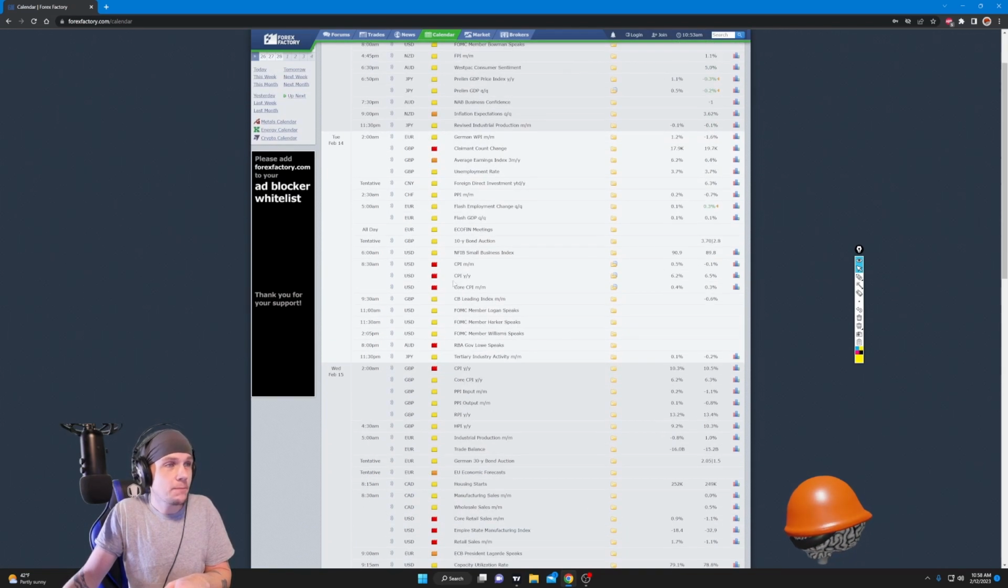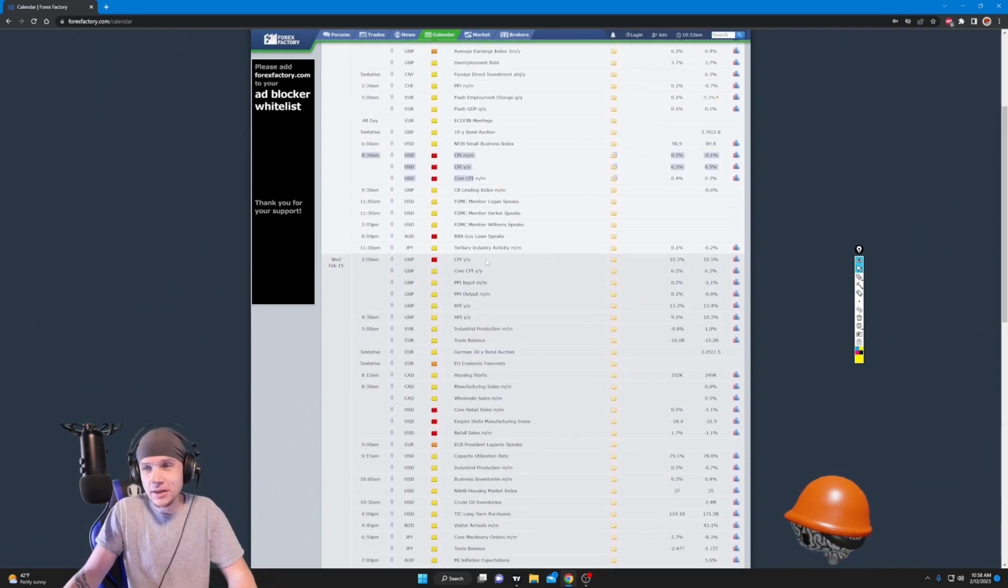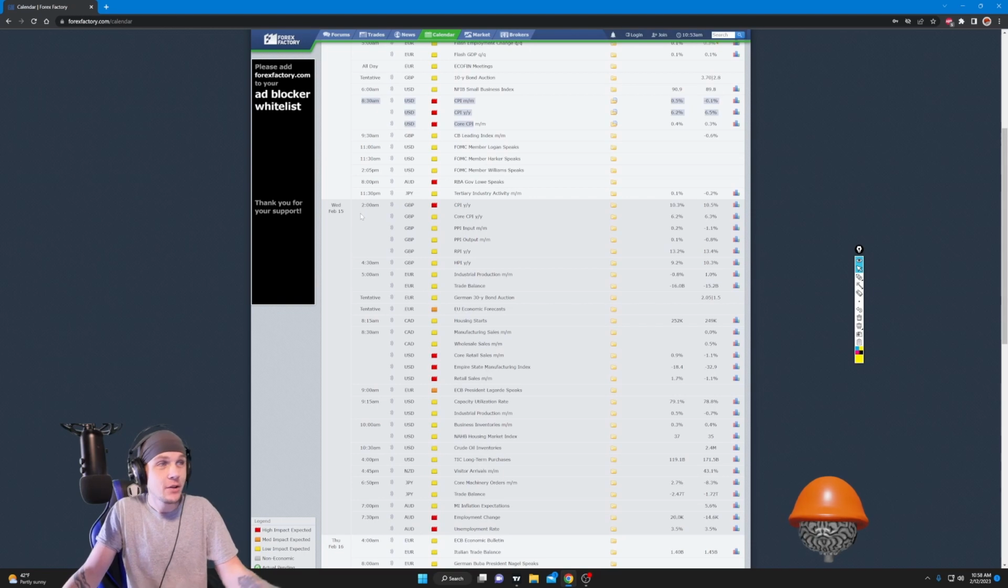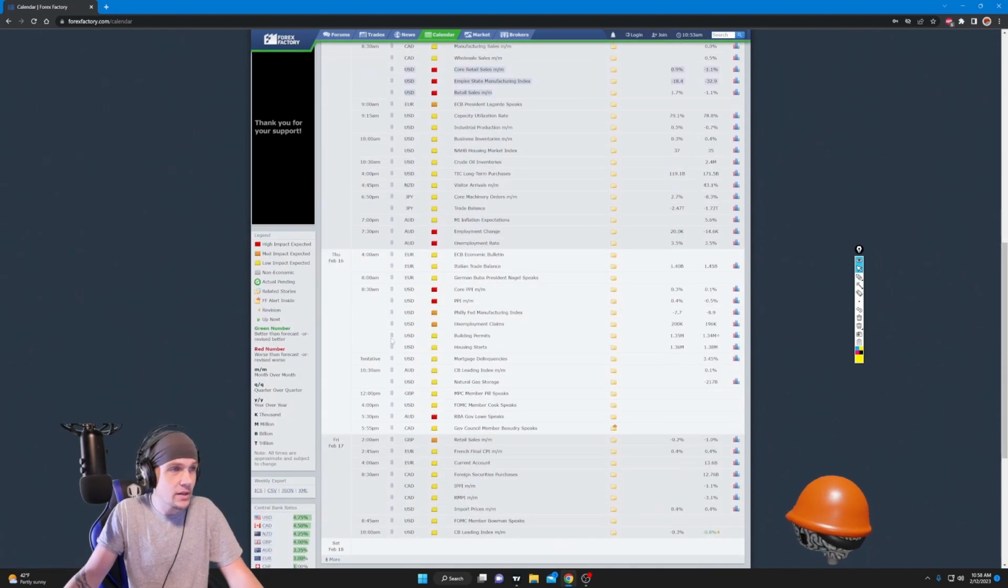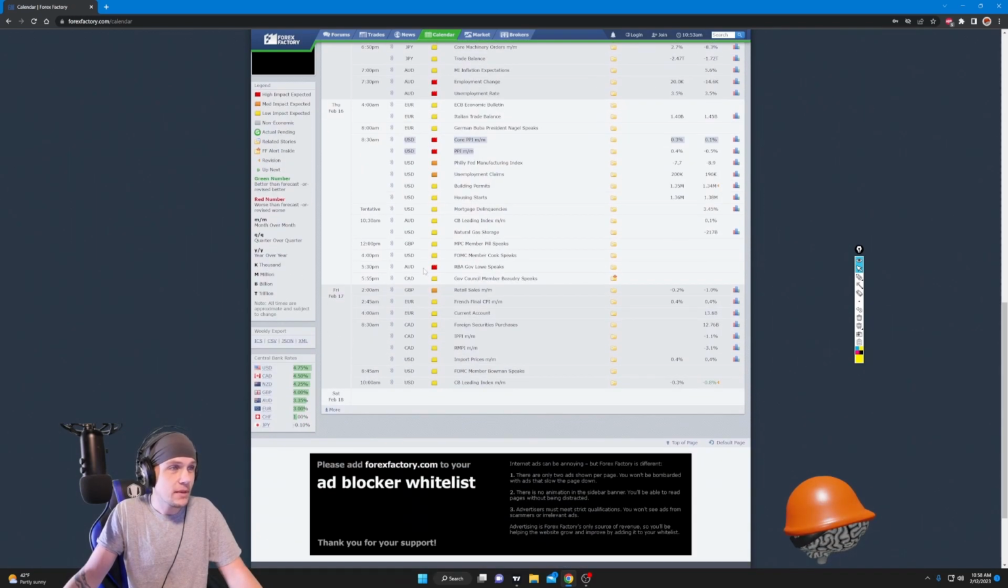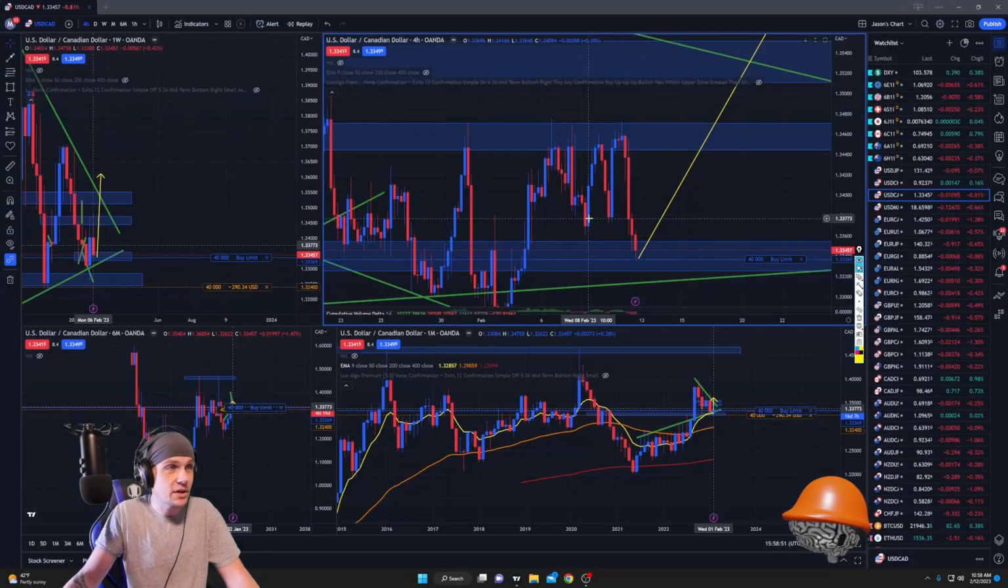Then Tuesday at 8:30 a.m. we have CPI for the USD, which is going to create all kinds of volatility early in the week. Then Wednesday, CPI for GBP, and more red flag news: core retail sales, Empire State Manufacturing Index, and retail sales month over month for USD. Then Thursday, more red flag news for USD and Aussie. So it's setting up to be a very crazy week.